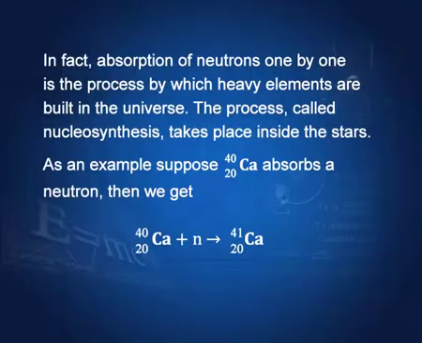One of them is this: calcium, which has atomic mass 40, mass number 40 and atomic number 20. It can absorb a neutron and it can become the isotope of calcium with mass number 41. In fact, absorption of neutrons one by one is the process by which heavy elements are built in the universe. The process called nucleosynthesis takes place inside the stars.